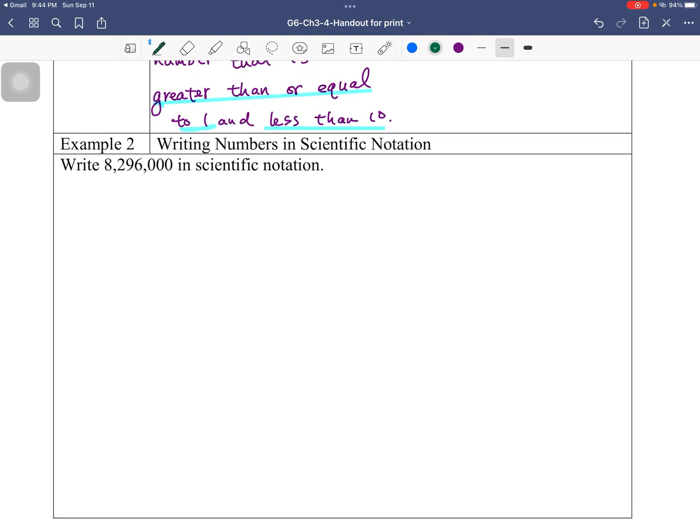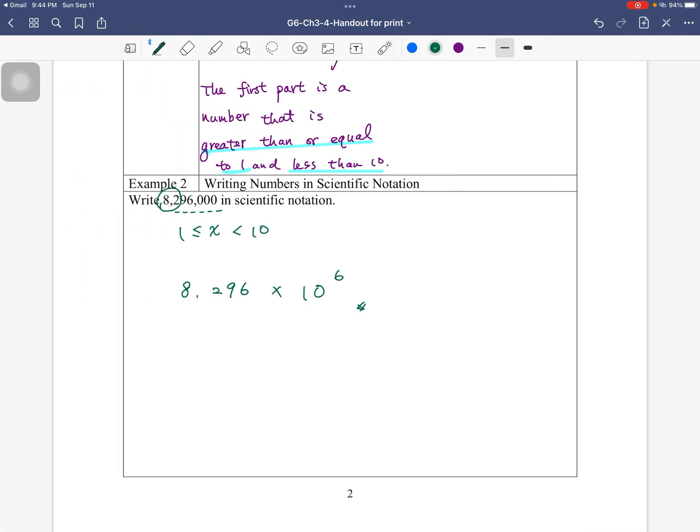So how do we write 8,296,000 in scientific notation? First of all, I want to make the first part of the number greater than or equal to 1 and less than 10. So I get 8.296 times 10 to the power of 6, counting 1, 2, 3, 4, 5, 6. So this is the scientific notation.